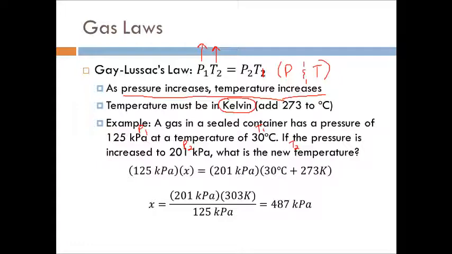So in this case, we have our P1, which is 125. We're looking for T2. P2 is 201. T1 is 30 plus 273. All right. In this case, our division's a little bit different. We're going to take 201 times 303, which is the sum of the 30 plus 273, and we're going to divide by 125 because that's on the side with x. And when we do that, we get 487 kilopascals. All right.